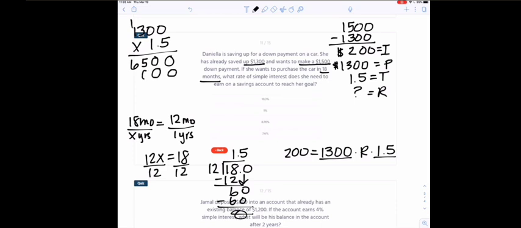1 times 0 is 0. 1 times 0 is 0. 1 times 3 is 3. 1 times 1 is 1. Now let's add them. And we have one number behind the decimal point in our question, which means we'll have one number behind the decimal point in our answer.